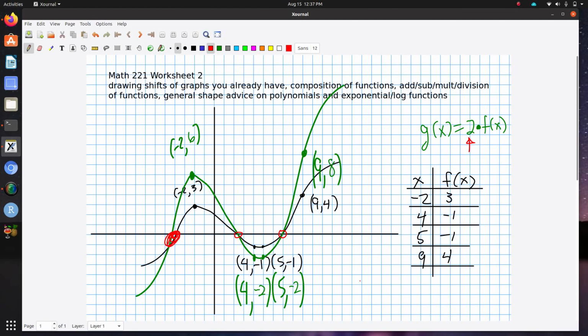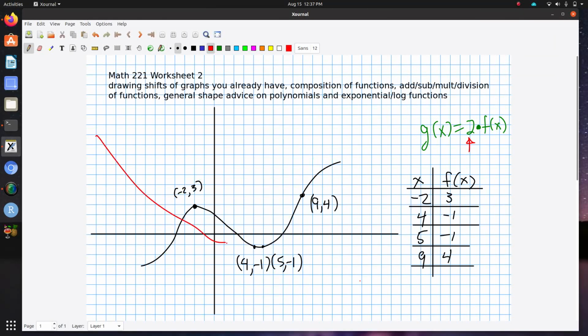All right, so what else can we do? I know we can flip this thing around. Hopefully flipping is easier than stretching.